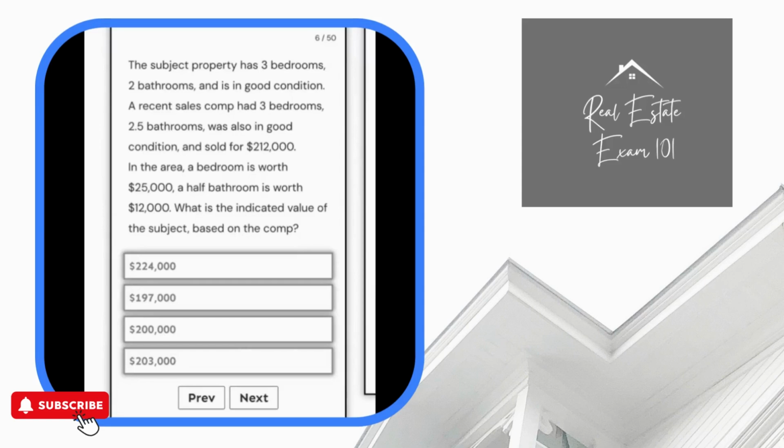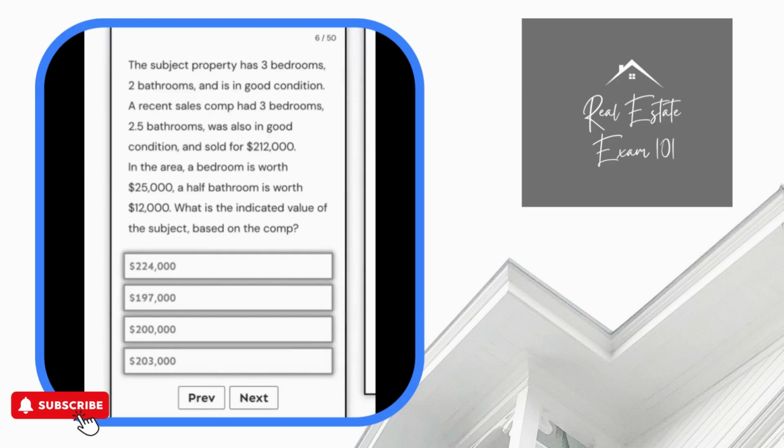So we know that the comp is $212,000, and it's a 3-bedroom, 2.5 bath in good condition. Our subject is exactly the same, also a 3-bedroom, 2-bath in good condition, with one exception. The difference is that the 3-bedroom, 2.5 bath house has an extra half bathroom compared to the subject. So because that comp is superior compared to the subject, we're going to have to make an adjustment here. And we're going to have to adjust this comp down, right?